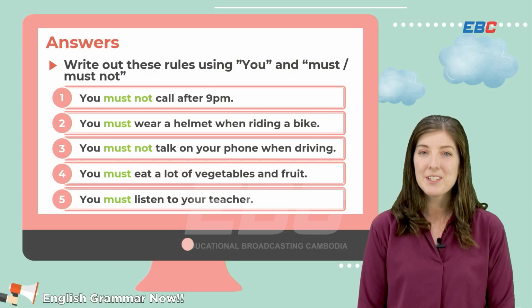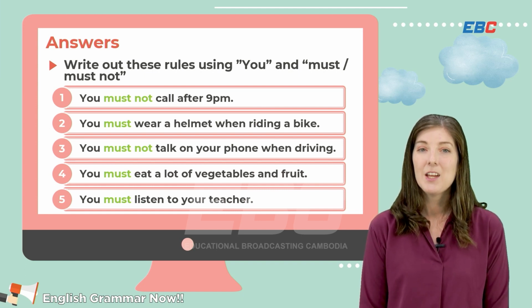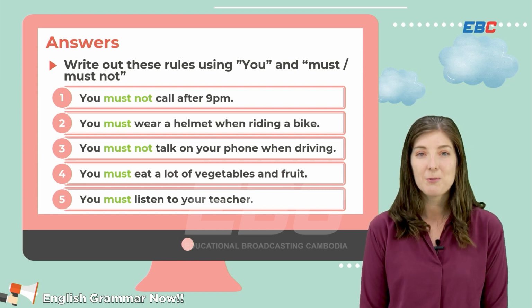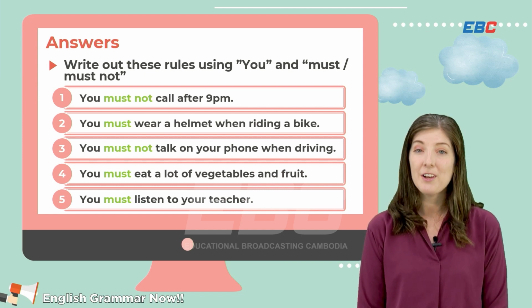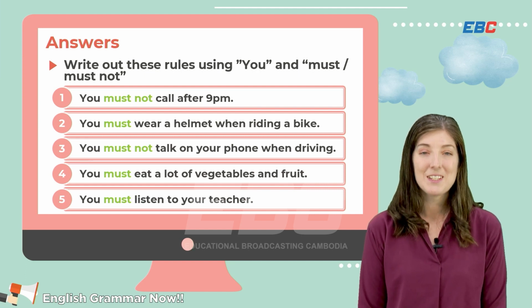Here's some rules you could write using must and must not. You must not call after 9 p.m. You must wear a helmet when riding a bike. You must not talk on your phone while driving. You must eat a lot of vegetables and fruit. You must listen to your teacher.